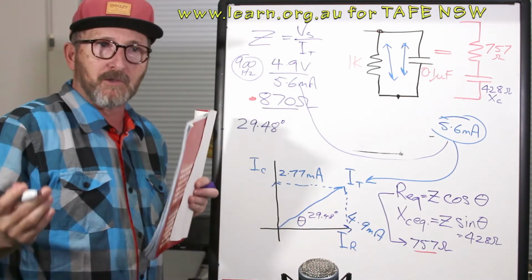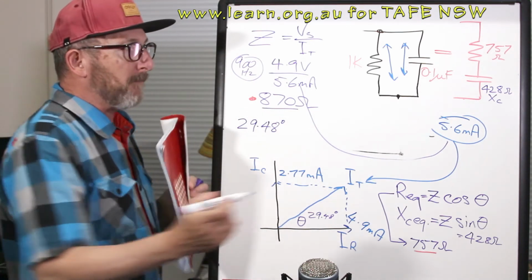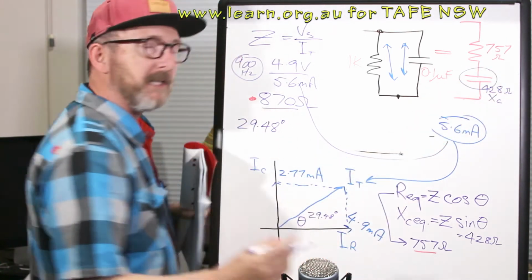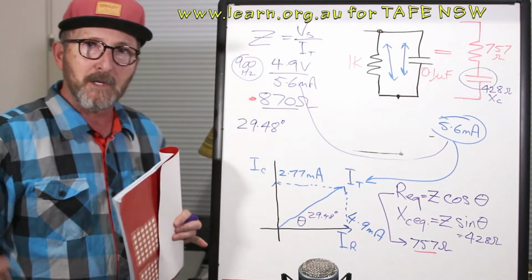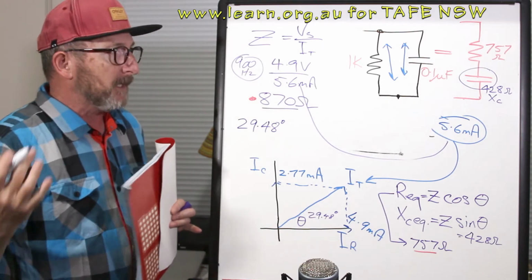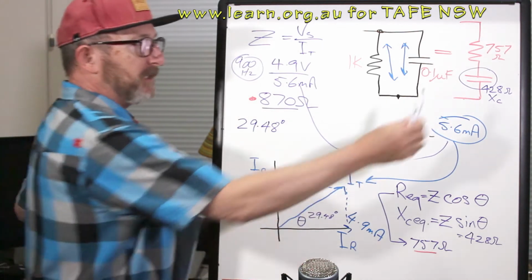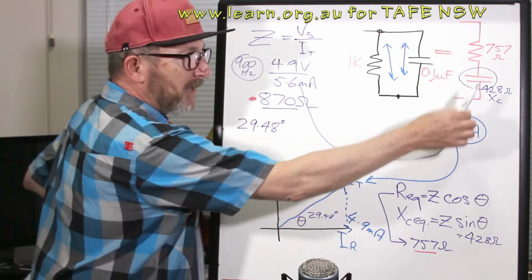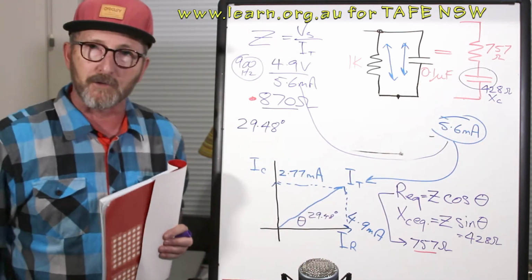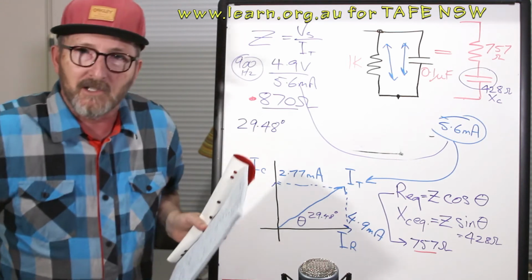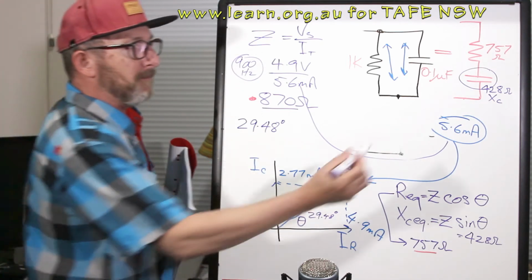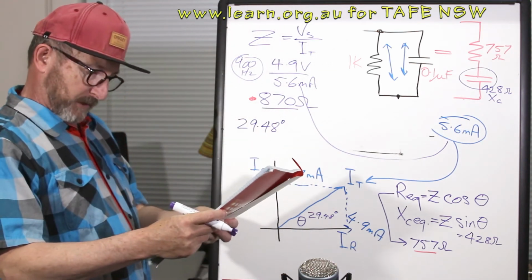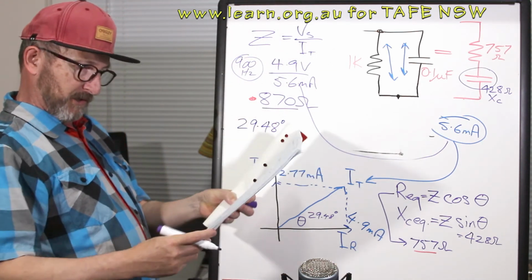It'd be nice to do a bit more maths on that and find out exactly what the value of that component is in capacitance. Because if we have to build this circuit up, it's going to be easy to make up 757 ohms, but we can't just go to the shelf and pick up a 428 ohm XC capacitor unless we do some maths on that first. So we do some maths on that quickly. We just transpose the XC equation.